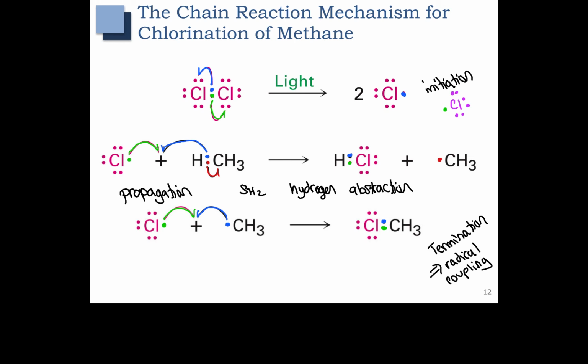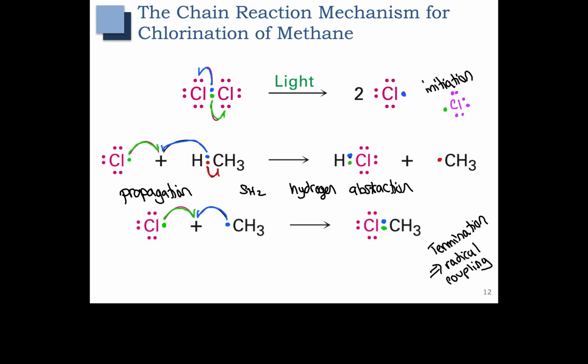We have our initiation step where Cl2 splits, the chlorine-chlorine bond breaking in a homolytic cleavage with one electron going to one chlorine and forming Cl radical, and the other electron going to the other chlorine and forming another Cl radical. After that step, we have a propagation step in our chain reaction where the chlorine radical that we formed is now going to do a hydrogen atom abstraction with methane.